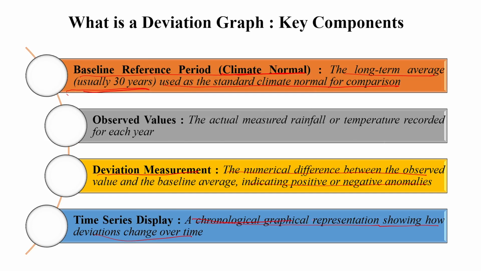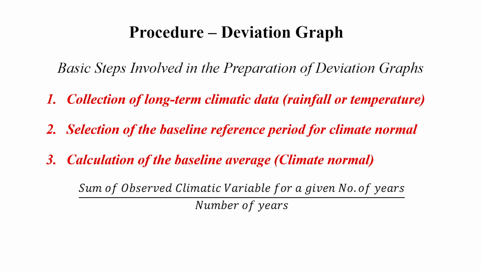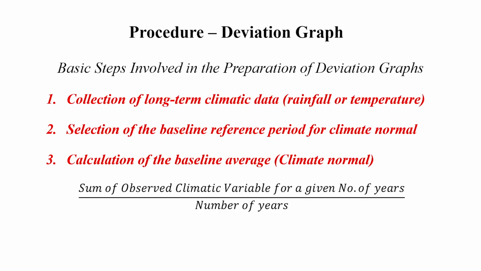Yeah, a chronological graphical representation showing how deviation changes over time. So, now we have seen what a deviation graph is. We will see the procedure of how to create a deviation graph. We will take some data, here a 10-year period, and we will create a time series deviation graph out of it. This is the procedure for a deviation graph.